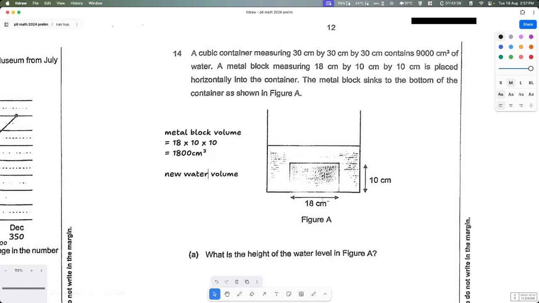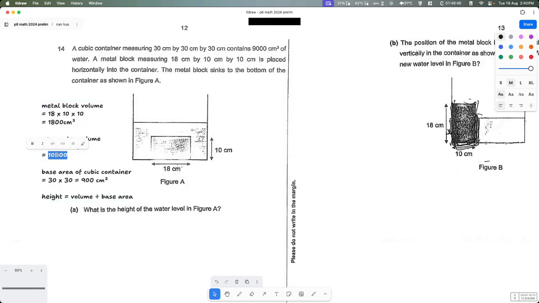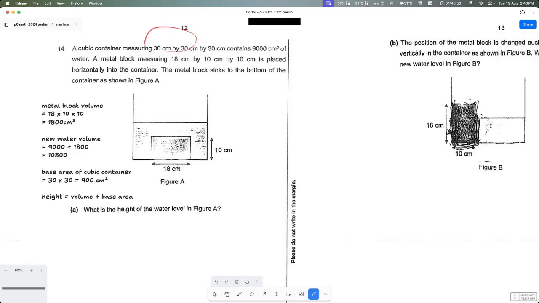Okay, and then the new water volume will be 9,000 plus 1800, which is equal to 10,800. So we also want to get the base area of the cubic container, which is basically this part over here, right? It's a cube, so we can just multiply 30 times 30. It will give us 900 centimeters square.